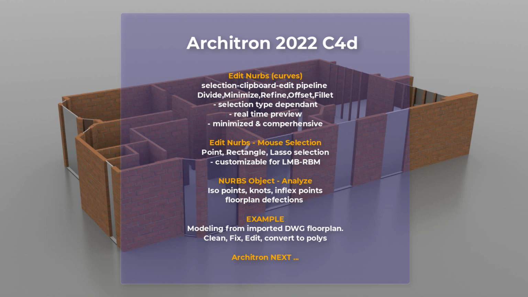There are new options for displaying isometric points, knots, inflex points, and floor plans and deflections on the Nurbs objects. Very useful. The next chapter will be about one example, when we import a DWG floor plan, and then with all these new tools we will clean it, fix it, edit it and convert it into polygons and walls.